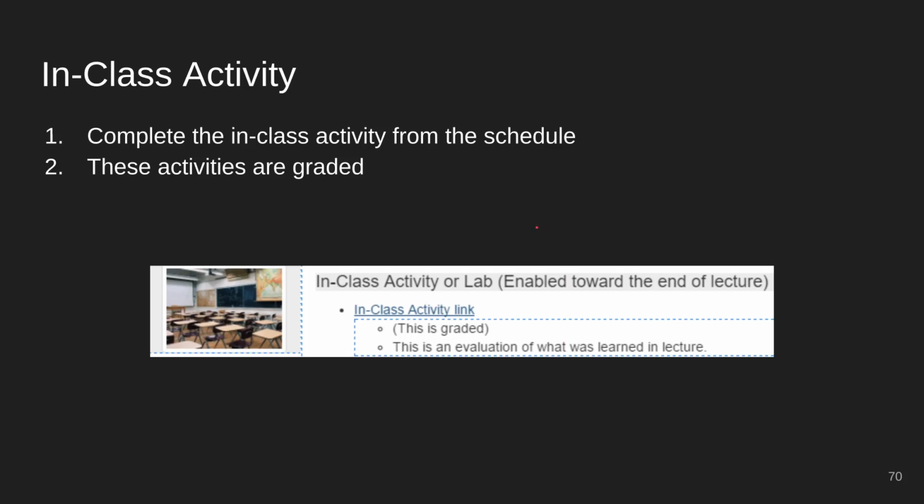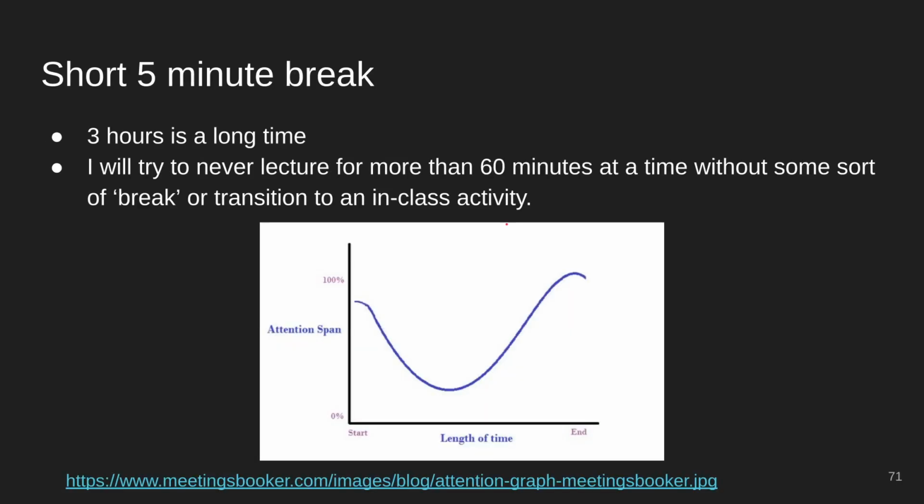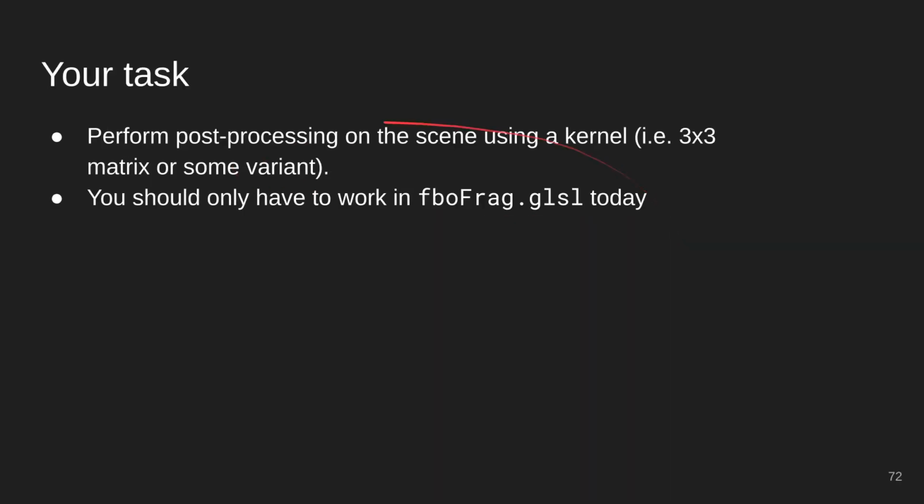Okay, so with that, go ahead and complete the in-class activity. This is a shorter lecture, so hopefully you took a break if you needed, but we are wrapping up. Your task is to perform some sort of post-processing on the screen using some 3x3 kernel or matrix. You can apply whatever post-processing effect you want, just something interesting that shows you can do it. You only need to work in this GLSL shader. That's for your lab.